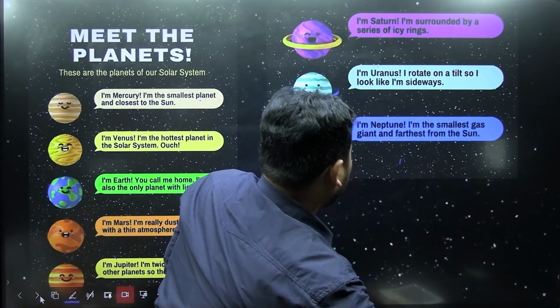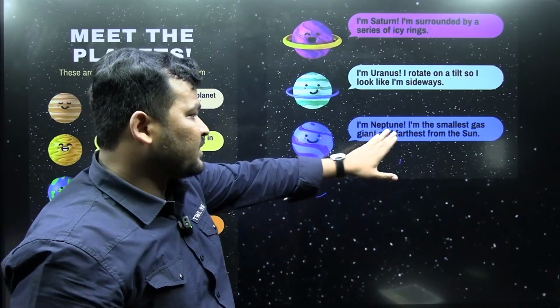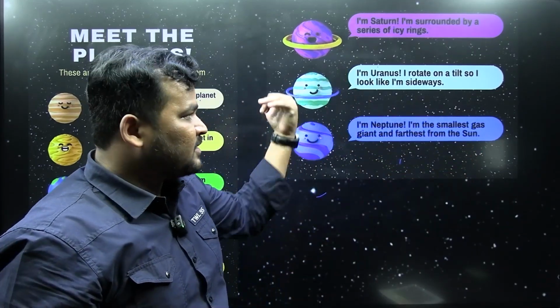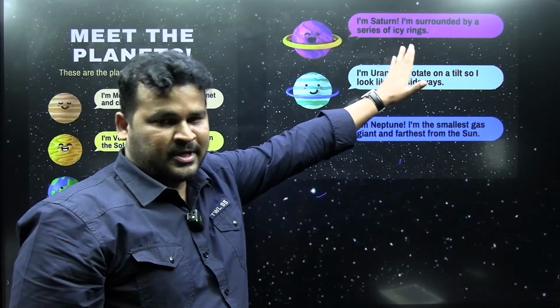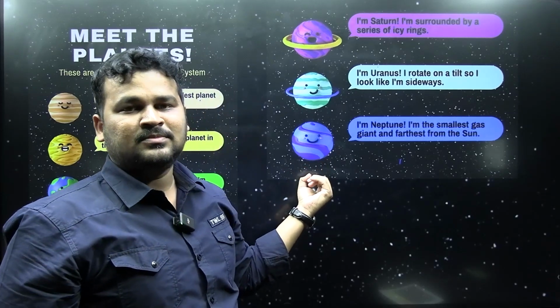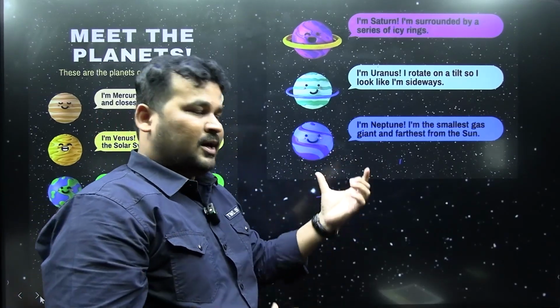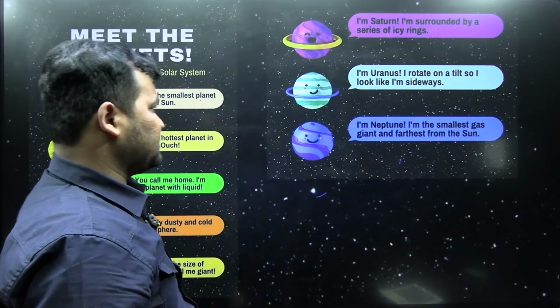Next after that, Neptune. I am the smallest gas giant and farthest from the Sun. As we have seen in the solar system, Neptune is located very far away from the Sun. And it is the 8th planet in the solar system. And also, as I said, it is a gaseous planet.